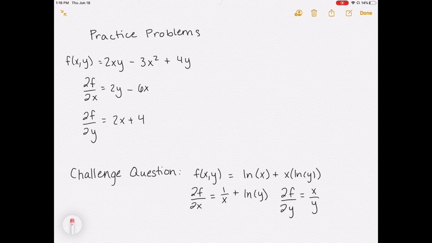Finally, here are a few practice problems to practice with on your own. I've also included a challenge question that uses the natural log. If you already know how to take the derivative of the natural log in regular derivatives, partial derivatives aren't much harder with the box method. If you're struggling with using natural logs within partial derivatives, I've created a separate video to show you how to combine these two topics successfully.